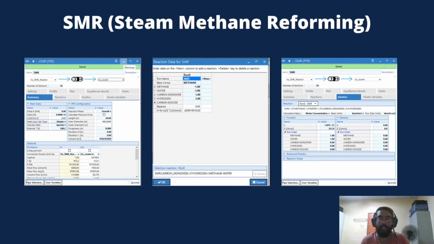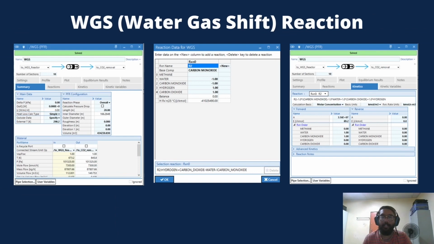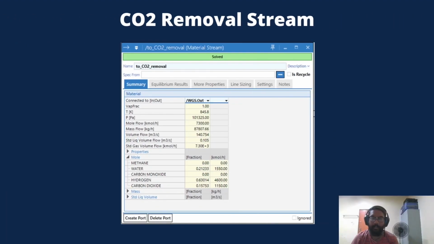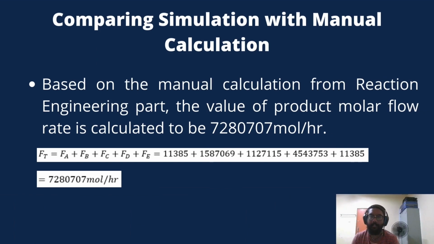The SMR reactor, also known as steam methane reforming reactor, is added into the flow diagram. The properties of the SMR reactor are shown in the diagram above. Next, the WGS, also known as water gas shift reactor, is added into the flow diagram, and the properties of the WGS reactor are shown in the diagram above. And finally, the outlet stream, which is labeled as CO2 removal stream, and the properties and mole fractions of the stream are shown above. After the simulation, the values must be compared using manual calculation.